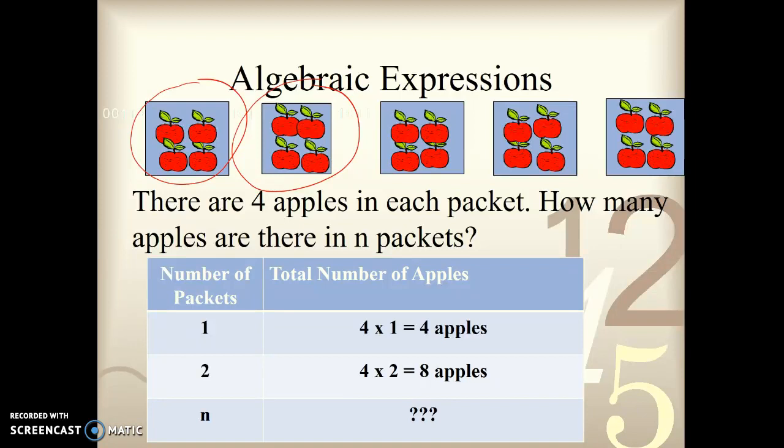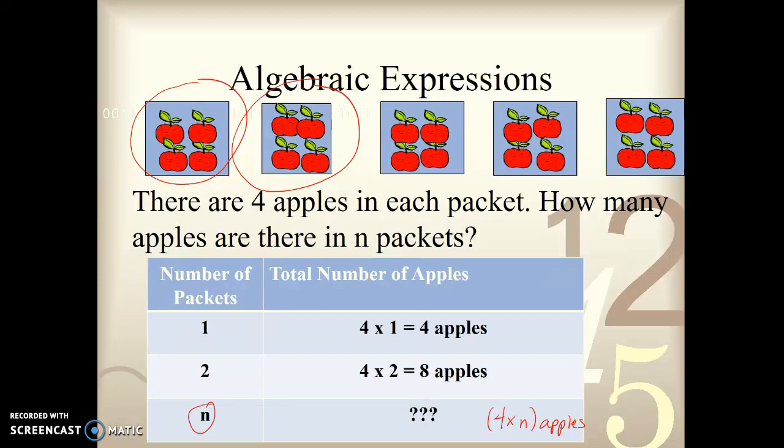What if we didn't know how many packets of apples we had, and we wanted to represent the number of packets with the variable n? We could say that there are 4 times n apples, and that would give us an expression for the total number of apples in n packets.